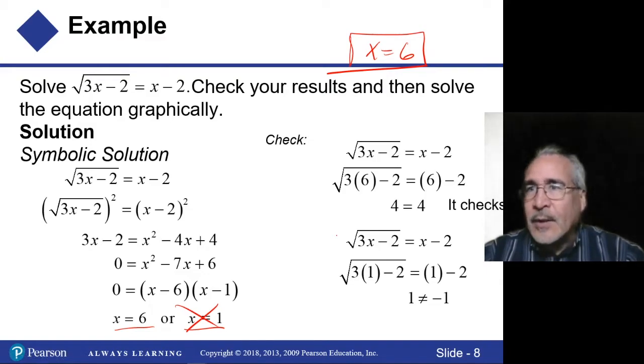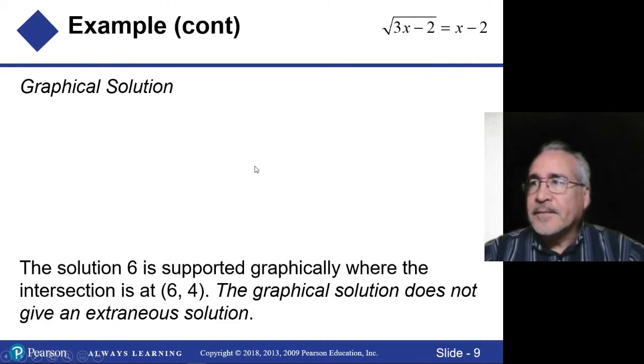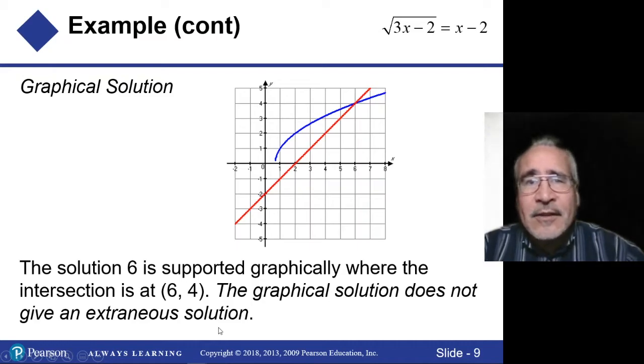Okay, so that's why learning to use the graphing calculator or Desmos, any type of graphing method, is going to be nice. Now they're going to go through the graphing method. See, that's exactly what they say. See, the solution 6 is supported graphically. There it is, where the intersection is (6, 4). The graphical solution does not give the extraneous solution. That's why it's so good.